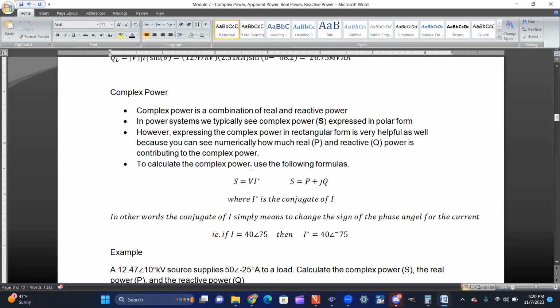All right, so to calculate complex power, you use the following formula. So S equals V times I conjugate. This is new right here. V times I conjugate. This conjugate term right here. This is new. All that means is you're just taking the inverse of the current angle. So for example, if I equals 40 at an angle of 75 degrees, the conjugate will be 40 at an angle of negative 75 degrees. That's all you're doing. You're just flipping the sign.